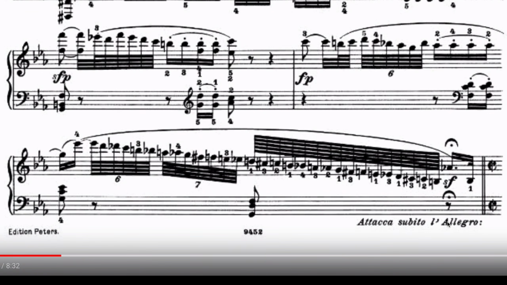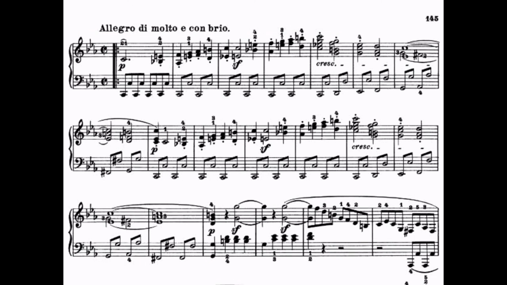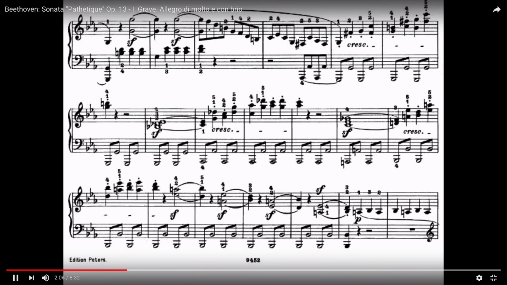Now the tempo changes and everything's fast. Really fast. 1, 2, 3, 4, 1, 2, 3, 4. These eighth notes are really fast.